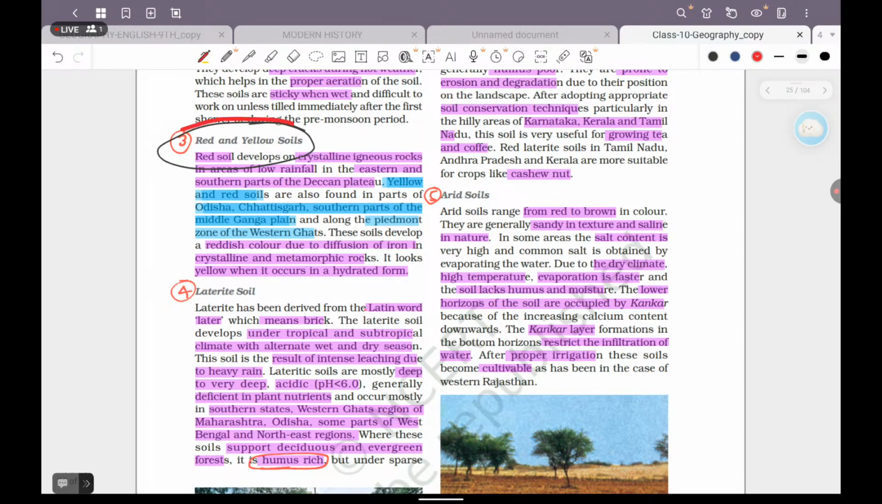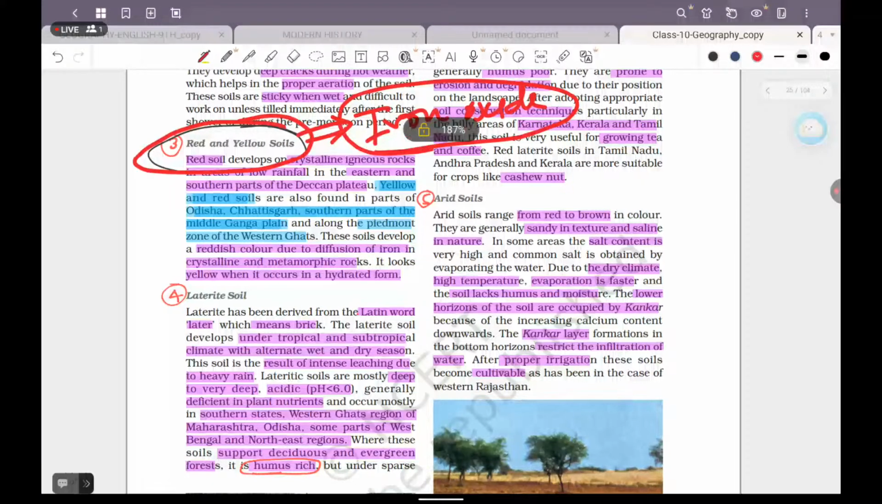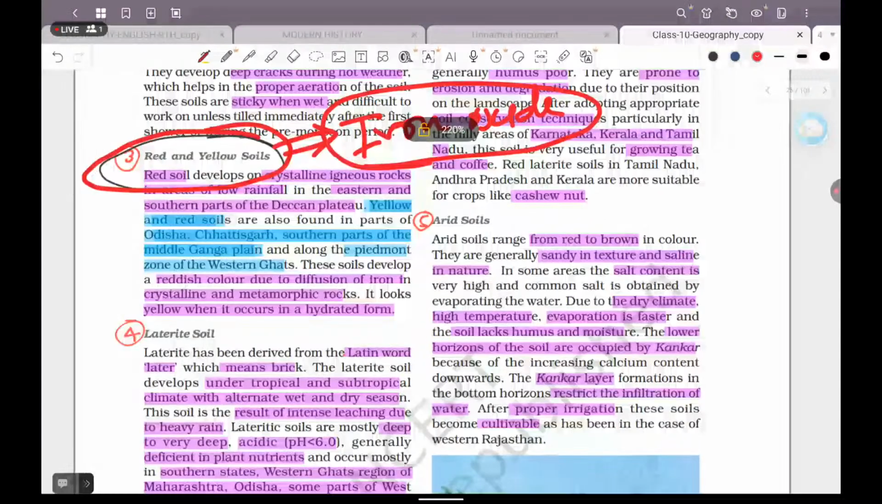So this is the red and yellow soil. रेड सॉइल क्यों होती है? ड्यू टू द प्रेजेंस ऑफ द आयरन ऑक्साइड की प्रेजेंस की वजह से जो कलर ऑफ द सॉइल होती है वो रेड होती है. That's why it is known as the red soil. But the red soil, when it absorbs the water, that soil turns into the yellow.